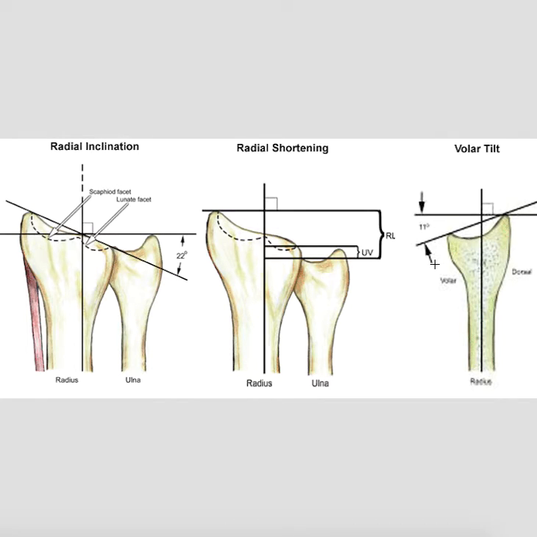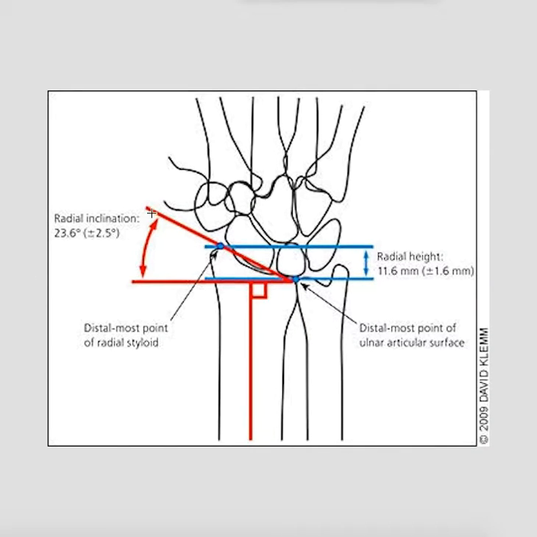So it's tilted toward the palm. So that's the other 11. And then the 22, now going back to the other side here, the 22 is the radial inclination. So that is the angle at which the joint goes if you look at it head on.